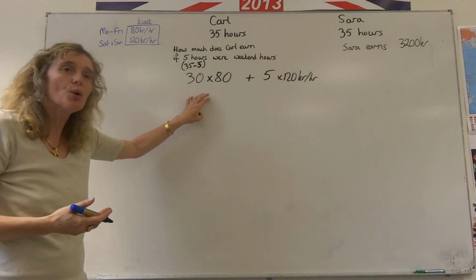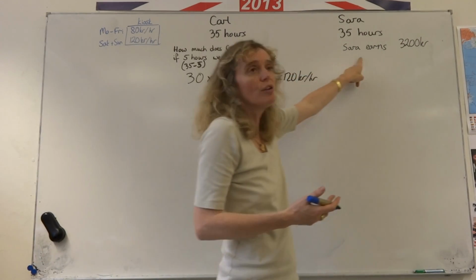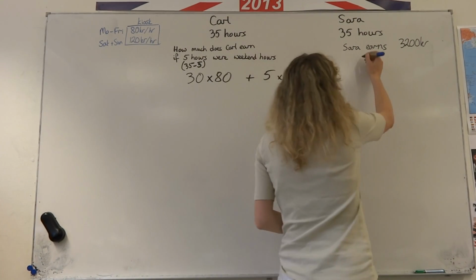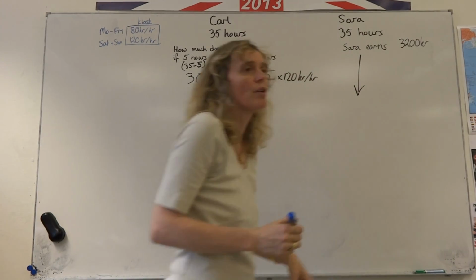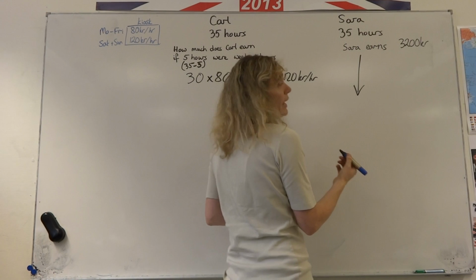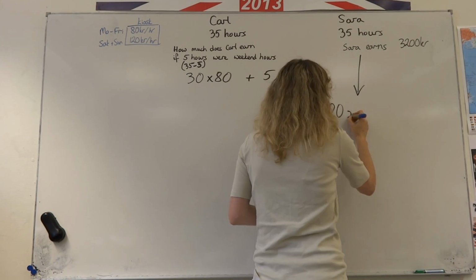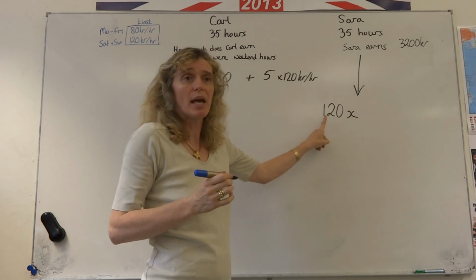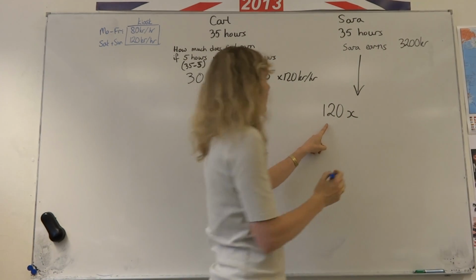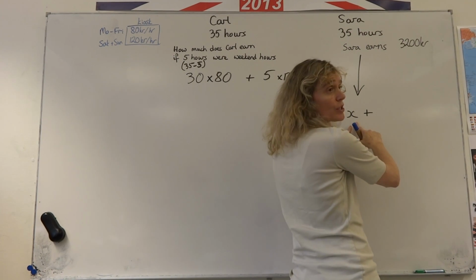Now we've got to use the technique that we got here for putting this equation to solve it algebraically for Sarah. Because what do we know about Sarah? We don't know how many hours she worked at the weekend. So we'll call that X. But we do know that if she earned X hours at 120 kronas, we'd add that to how many hours she worked in the week.